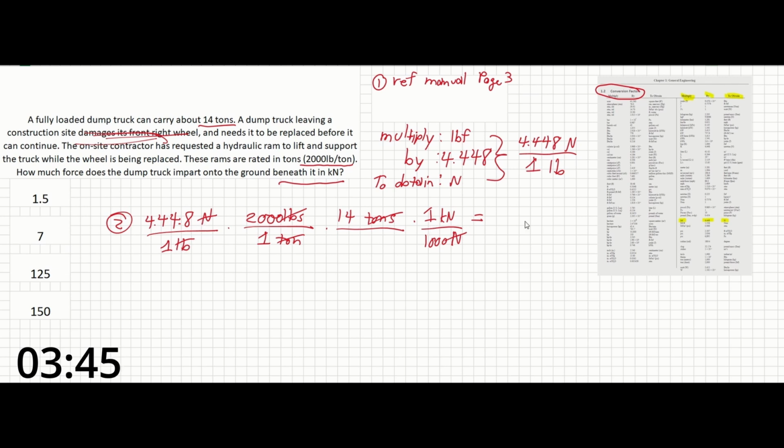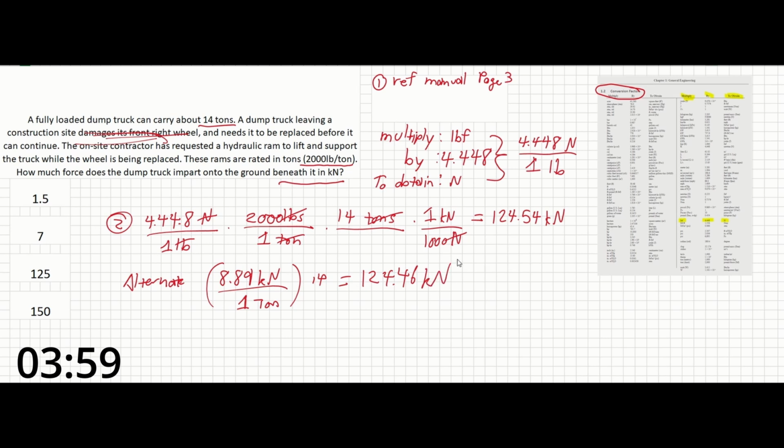And our answer calculates out to be 124.54 kilonewtons. There is an alternate way to solve this problem. If you know that 8.89 kilonewtons equals 1 ton, you can simply multiply that by 14 tons and get straight to the final answer. Either way, the answer we would select for this problem is 125.